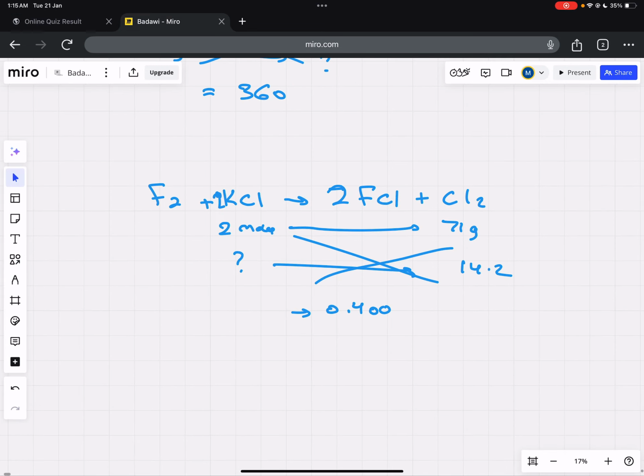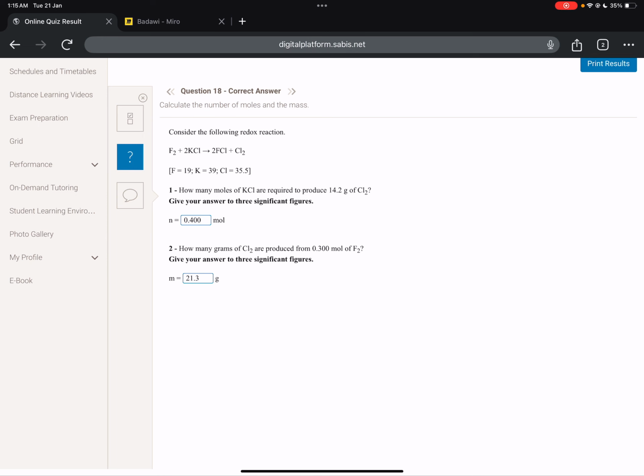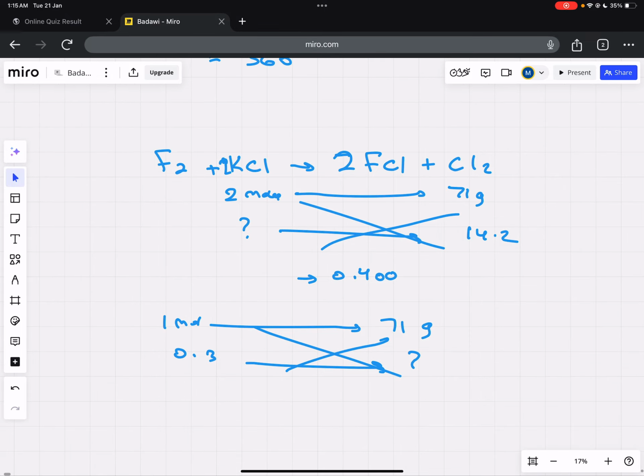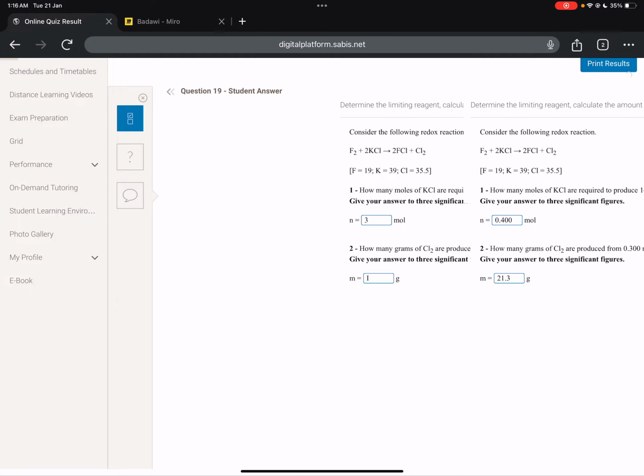How many grams of Cl2 are produced from 0.3 mole of F2? So I have 1 mole of F2 gives me 71 grams of chlorine. And they're asking 0.3 moles will give me how many grams? Again, simply cross multiply, and my answer will be 21.3 grams.